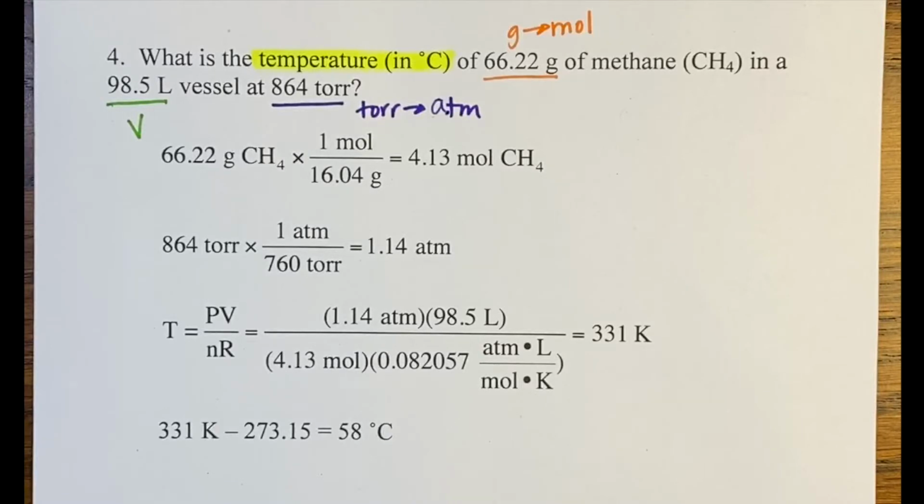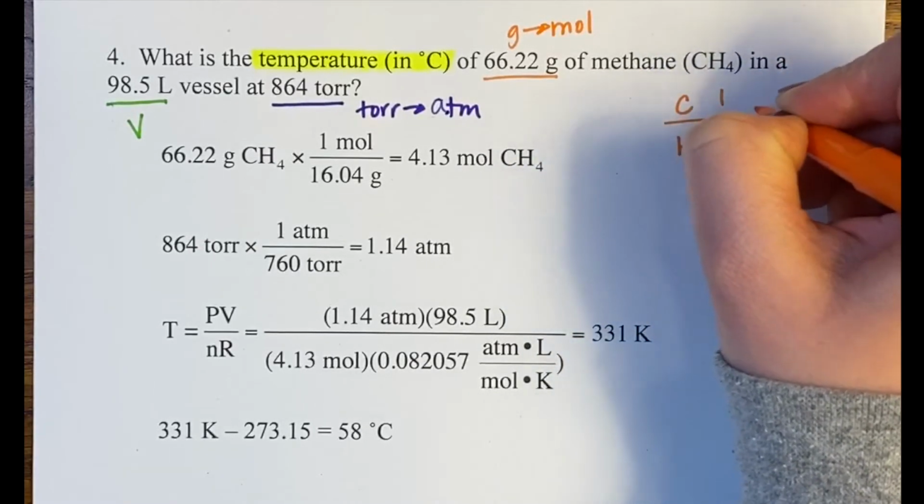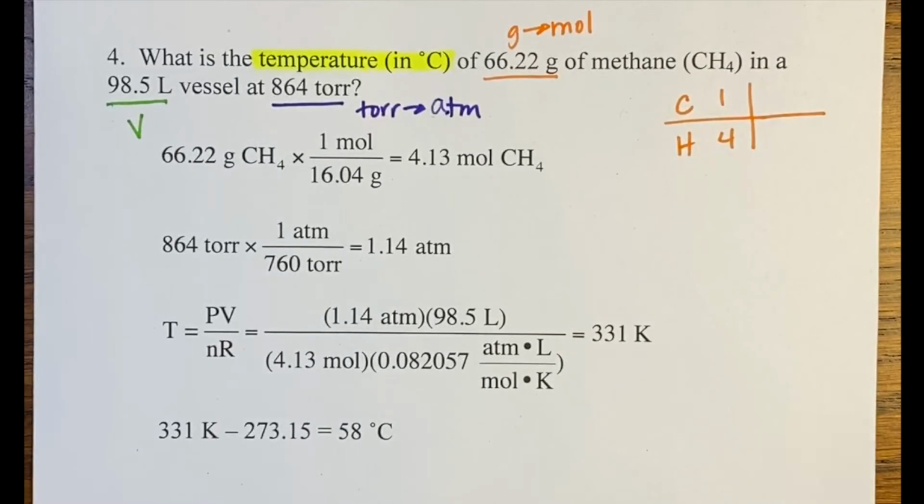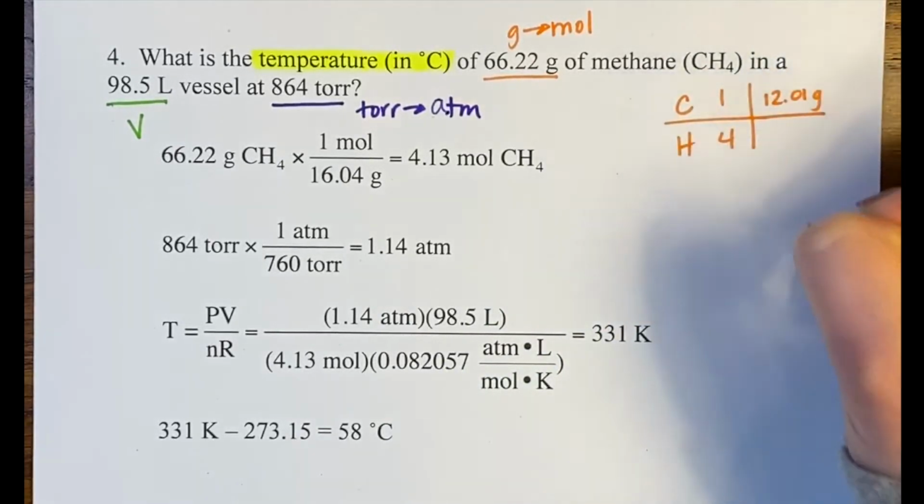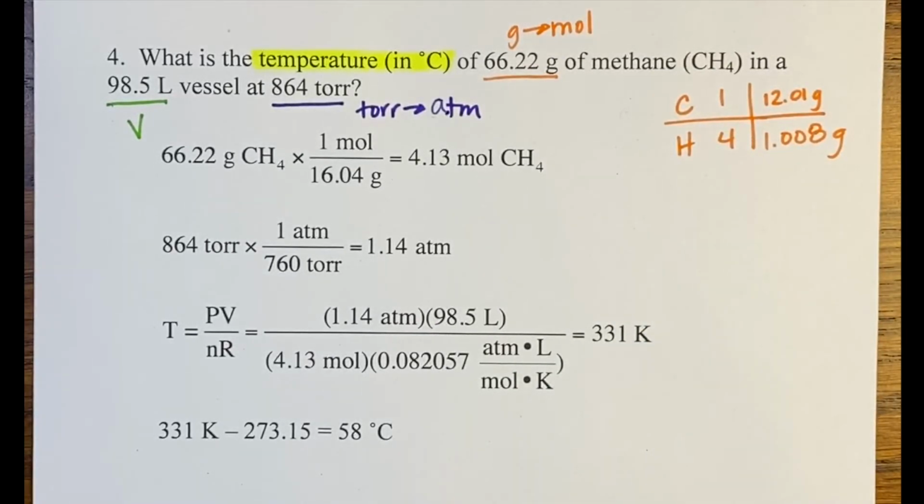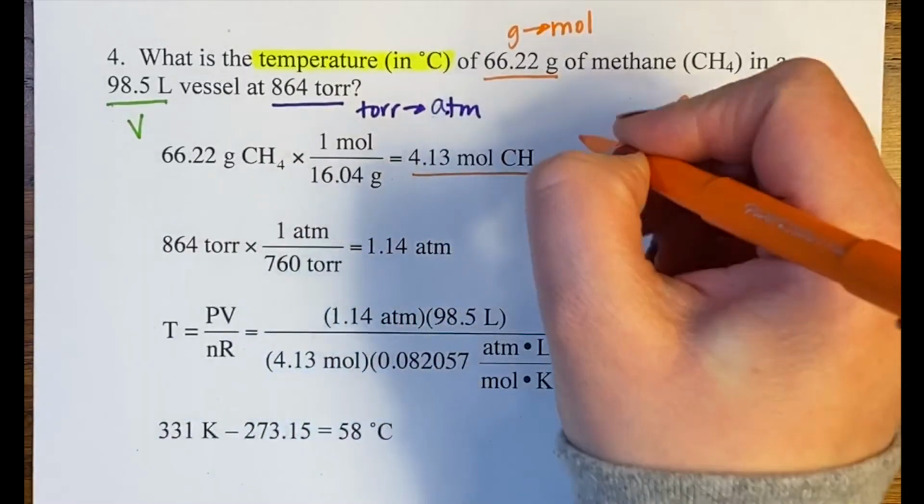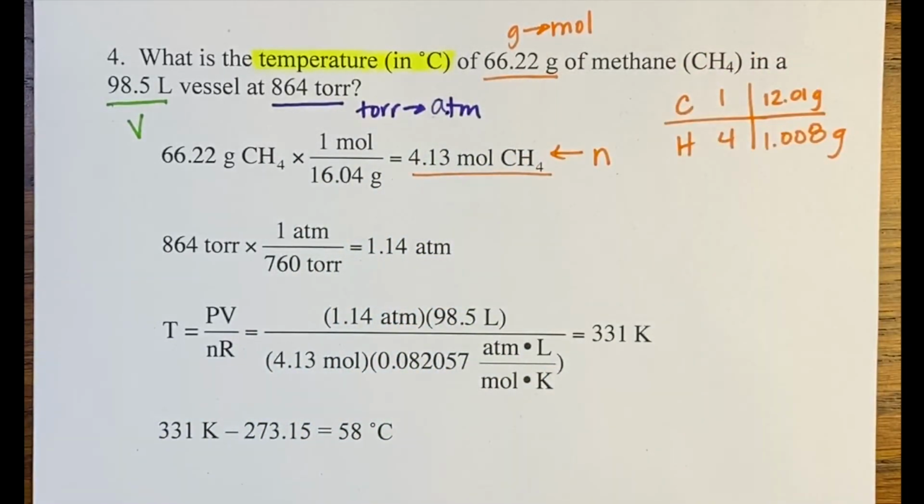If I take my 66.22 grams of methane, I can convert to moles using the molar mass of methane that I can calculate to be 16.04. Remember that as you calculate your molar mass, you're going to take your atoms, so we have 1 carbon and 4 hydrogens, times the molar mass of each element. So carbon is 12.01 grams, hydrogen is 1.008 grams, and we're going to take 1 times 12.01 plus 4 times 1.008, and that gives us our molar mass of 16.04. So that when we do that conversion, we find that we have 4.13 moles of methane, and this is going to be n in the ideal gas law.